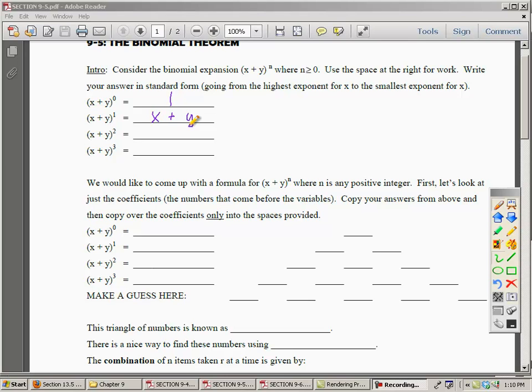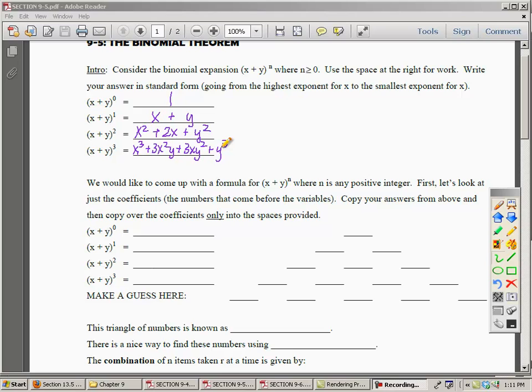I FOIL it. You get x squared plus 2xy plus y squared. If I cube it, then I'm doing 3 FOILs, and what I end up getting is x cubed plus 3x squared y plus 3xy squared plus y cubed. All right, I hope you're starting to see something, but what we want to be able to end up doing is figuring out what x plus y to any power would be.